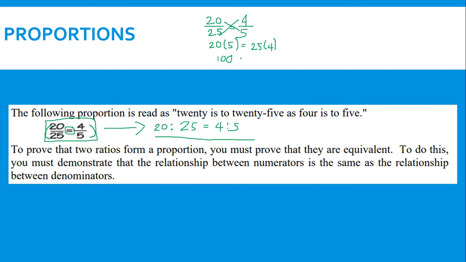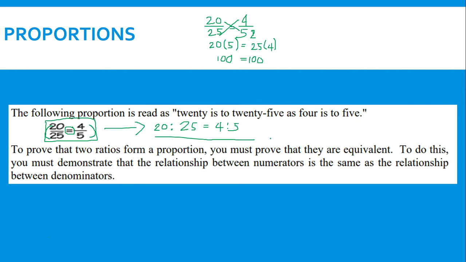Then also 25 times 4, so 5 times 4 is 20, 0, carry 1. Carry 2, that is also 20. So 4 times 2 is 8, plus 2 is 10. So parehas. Okay? So therefore 20 is to 25 as 4 is to 5 are two ratios that form a proportion. Or simply, 20 is to 25 as 4 is to 5 forms a proportion.